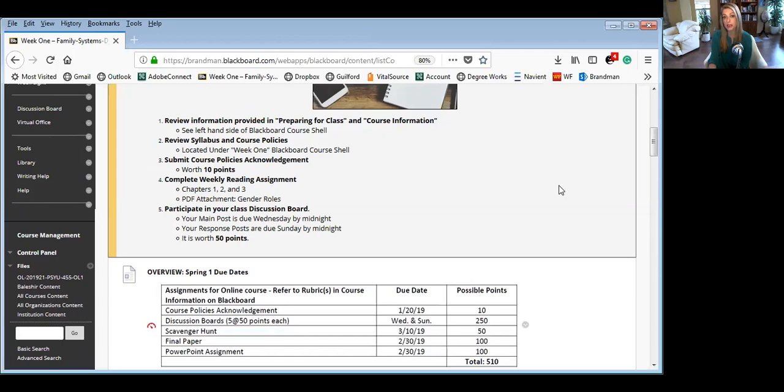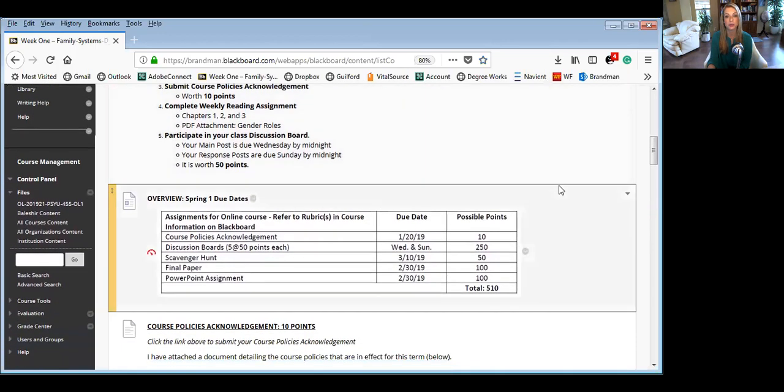Complete your weekly reading assignments. I suggest that you try to complete your reading prior to making your discussion board post, just because if you want to cite any of the information that you found or tie in the information that's provided in the textbook, then you're able to do that in your discussion board posting.